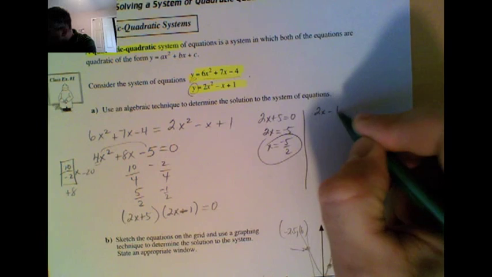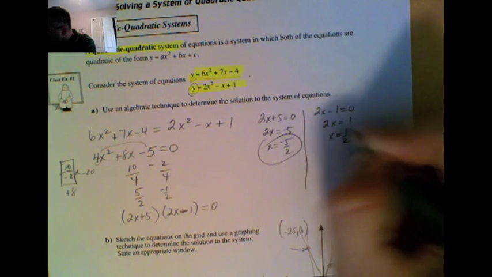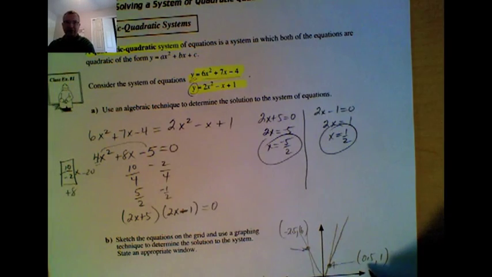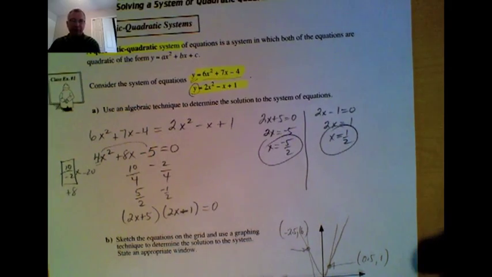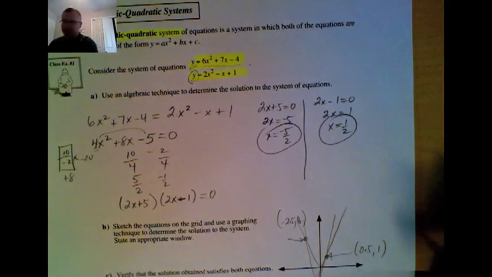Then we have 2x minus 1 equals 0. We get 2x equals 1. So we get x to be a half, and that's our second x coordinate that we found graphically. But we're not done. Remember, a point of intersection has an x and a y coordinate.